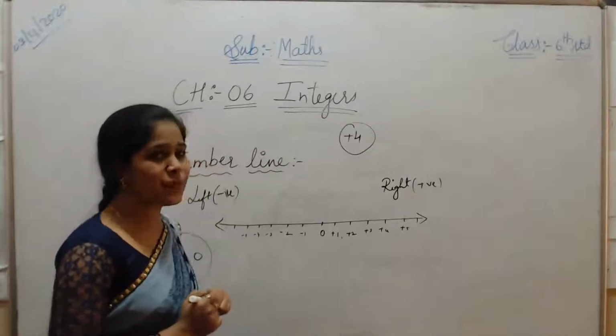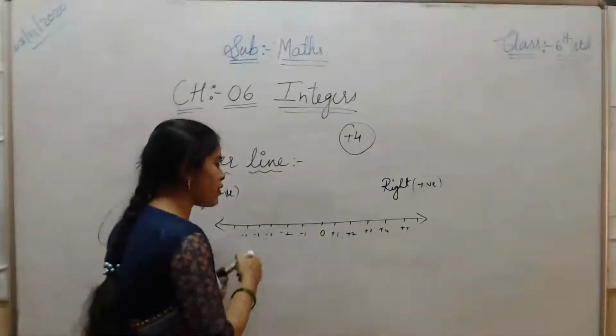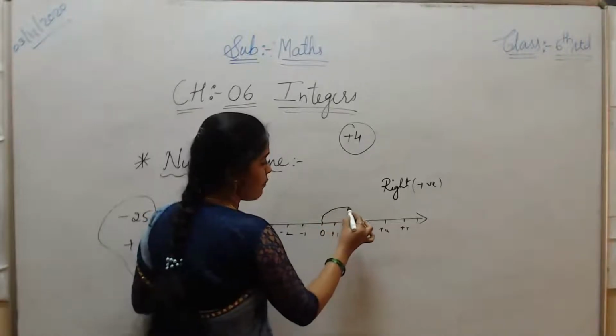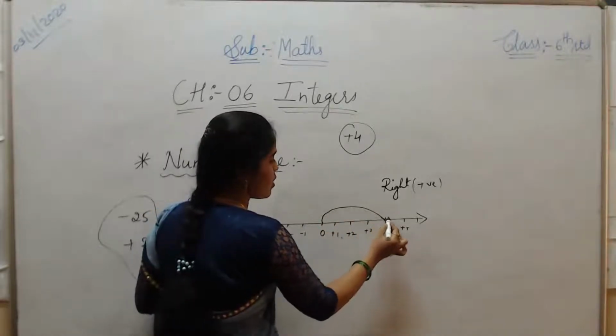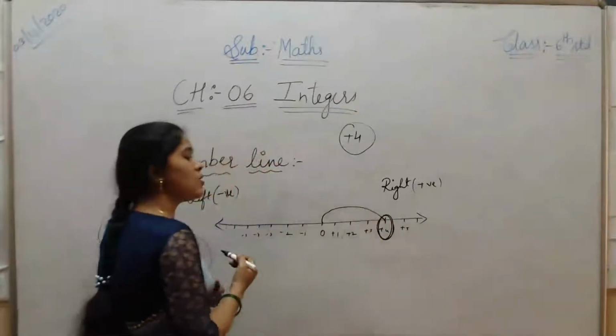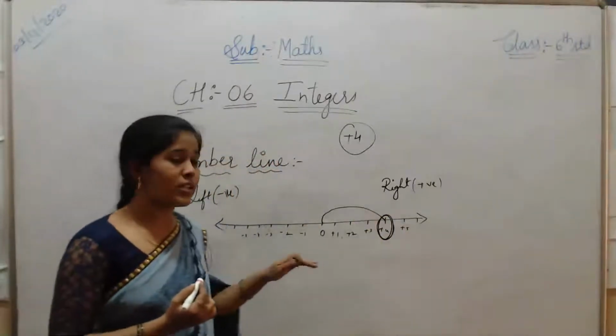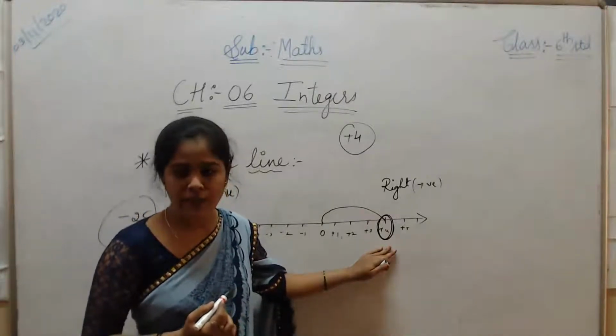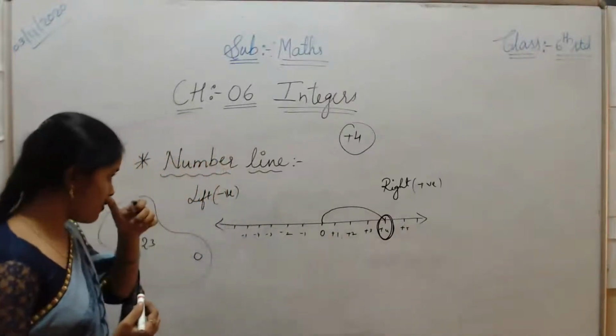So here, plus 4, we have to count from 0. Where is 4? Here. This is 4. You have to circle it. So we have to represent plus 4 on the number line. So this is the way to represent plus 4. Okay, so this is plus 4.